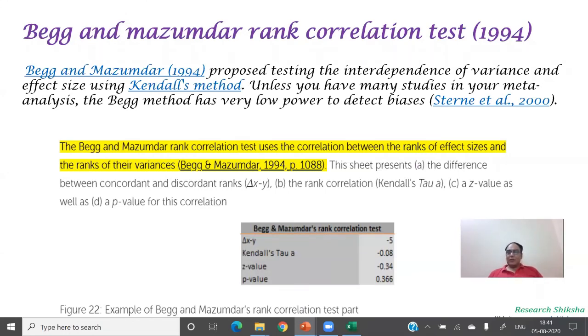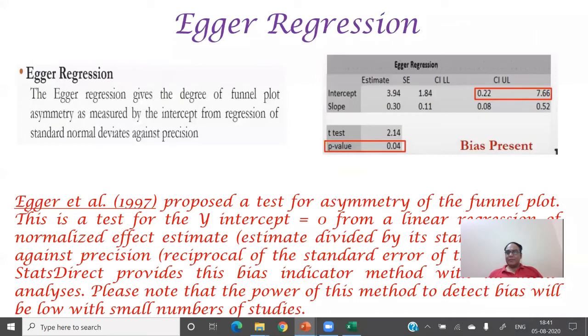Now the next test is called Egger regression test. Egger regression says that if the p-value of the intercept, listen carefully, because in almost every regression we find the p-value of the independent variable. But here we are not looking at the independent variable. We are looking at the p-value of the intercept. This is quite different, right? So we don't know what is dependent and independent.